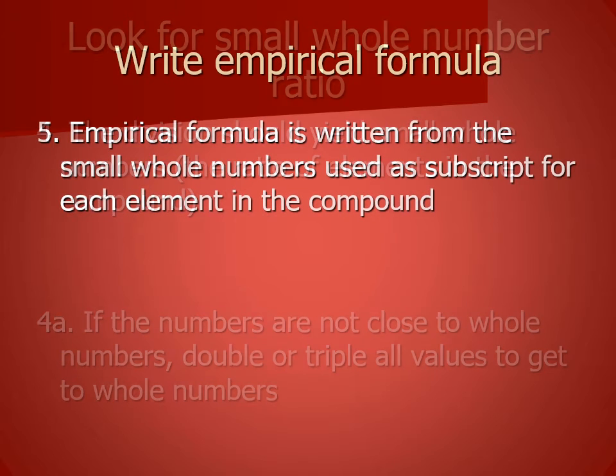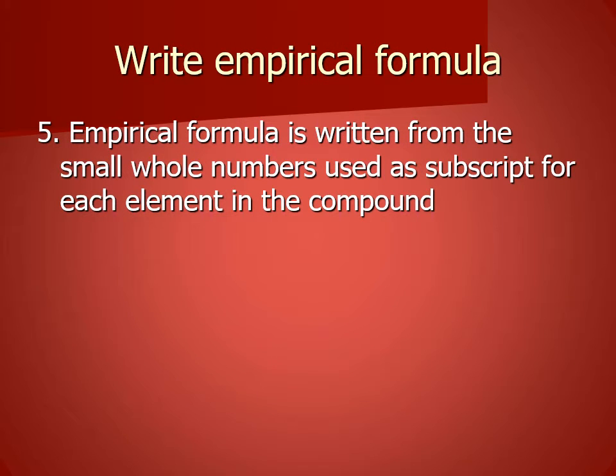Then in step 5, you can simply use those whole numbers to create the subscript for each of the elements in the compound, and that gives you the empirical formula. Now, many times this will not be the final formula. Remember, this is just a piece of the puzzle. It's not the final end puzzle. So, it's just the smallest whole number ratio of elements in that compound.